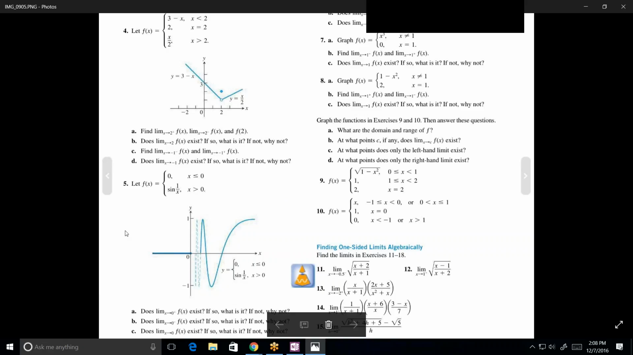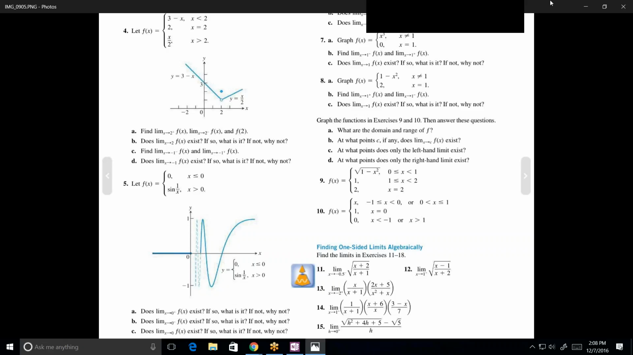How about the limit from the left? That would be 0. Good. So does the limit exist as x goes to 0? No, because left and right hand limits do not match. Right. In fact, one doesn't exist and the other is actually equal to a number.